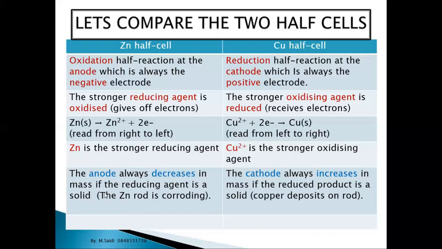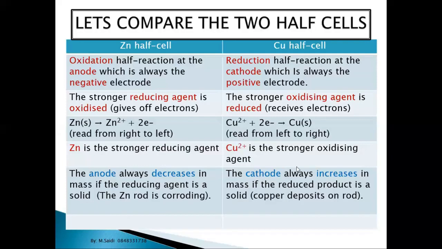Then we are saying that the anode always decreases in mass if the reducing agent is solid. I've tried to explain it: if you look at zinc, because zinc is dissolving into the solution, then the mass must be reducing as long as this electrode is a solid. So it keeps on reducing in size. It is corroded; it starts to disappear.